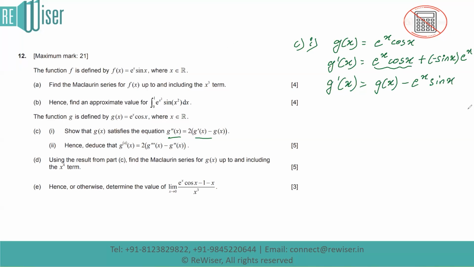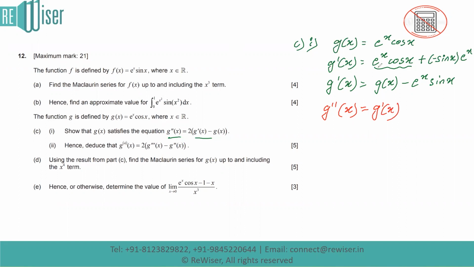Now, if I differentiate this equation one more time, this is what I'll be getting. That's basically the second derivative, which is g double dash of x is equal to, if I find the derivative, it's going to be the derivative of g dash of x, so it's going to be g double dash of x. And the derivative of g of x is going to be again g dash of x. You're replacing this e power x into cos x as g of x, which plays a big role.